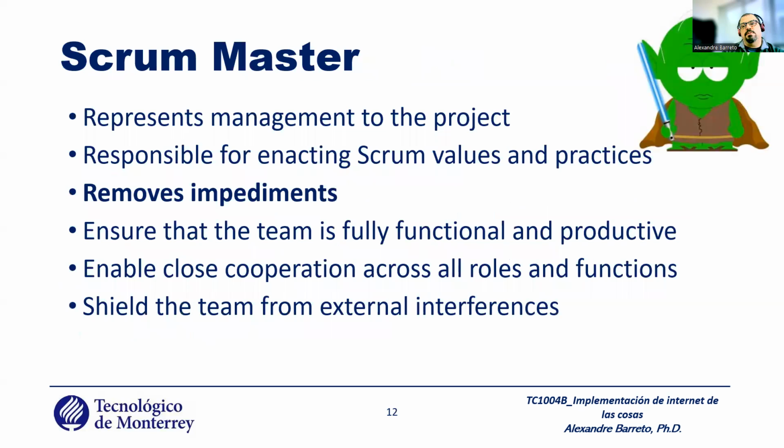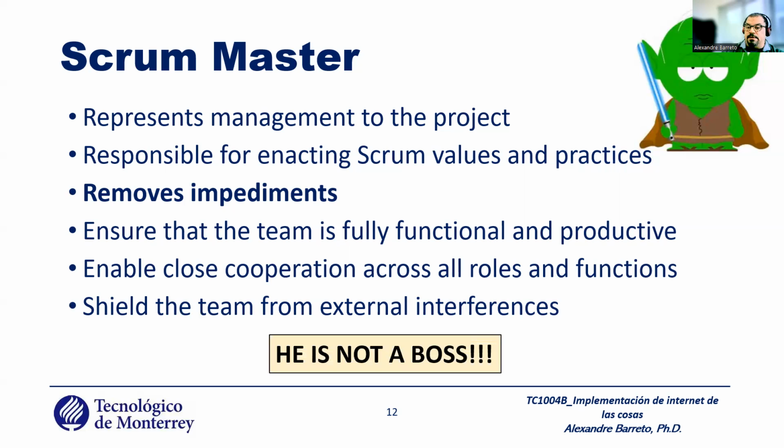Okay. Another one is the Scrum Master. The Scrum Master is responsible for representing the manager to the project, responsible for enacting Scrum values and practices, removes impediments, ensures the team is fully functional and productive, enables close cooperation across all roles and functions, and ensures the team stands. If you see this definition, the Scrum Master is like a project manager, okay, the traditional PM. However, the Scrum Master is not a boss. He does not have the authority. What makes his work more difficult?